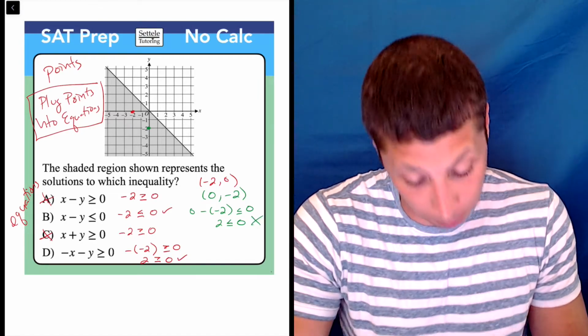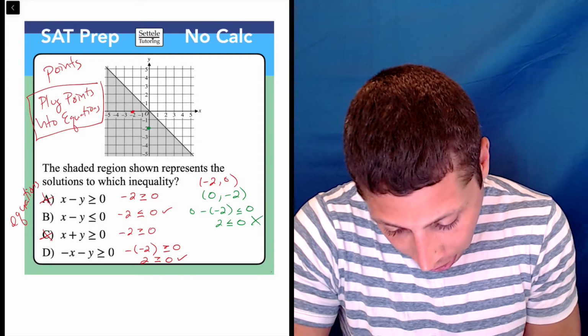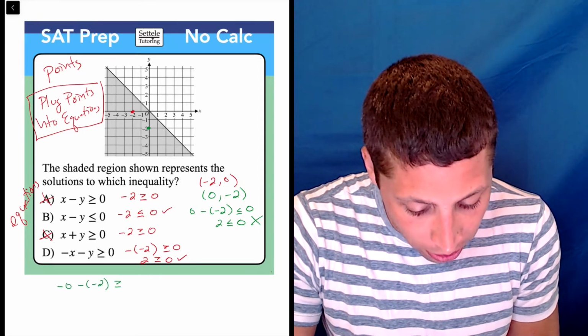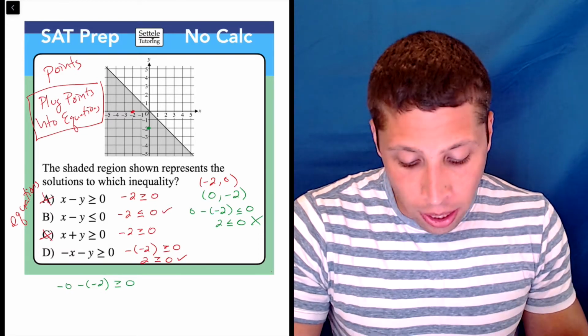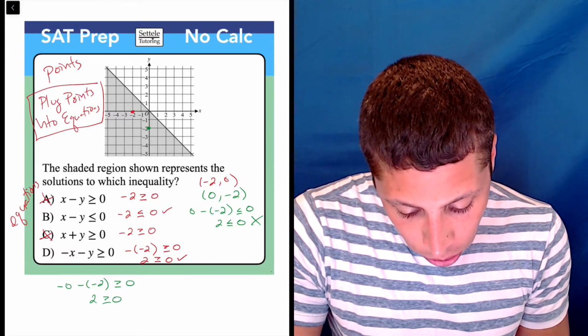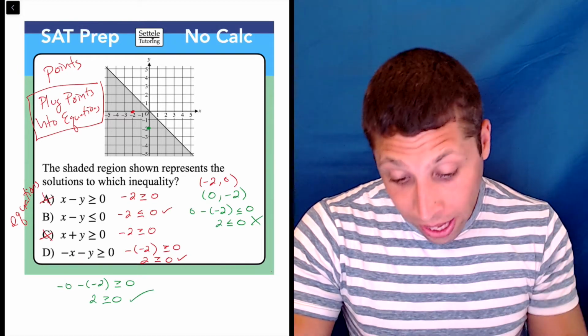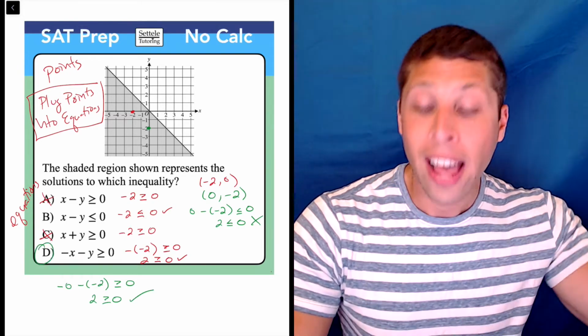Let's just double check by doing D. It doesn't really take much effort. So 0 minus -2 is greater than or equal to 0. Minus -2 is +2, and there you have it. 2 is greater than or equal to 0. 2 is greater than 0. We are done. That is the answer.